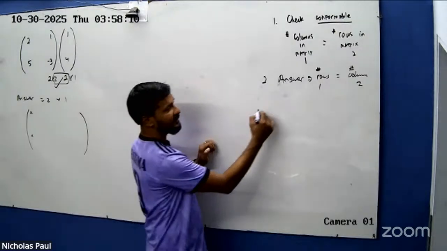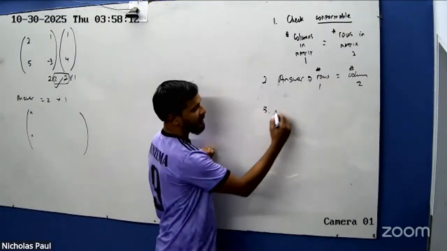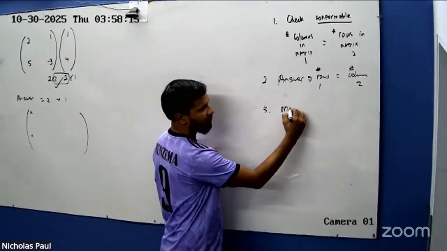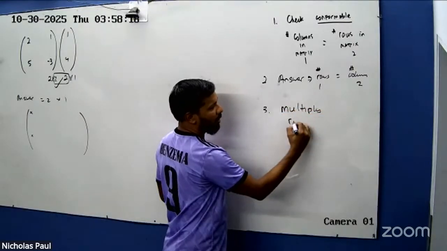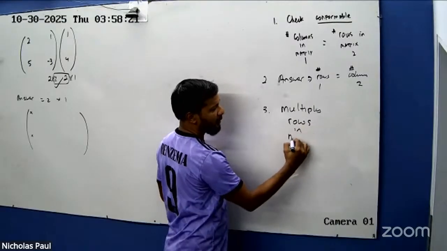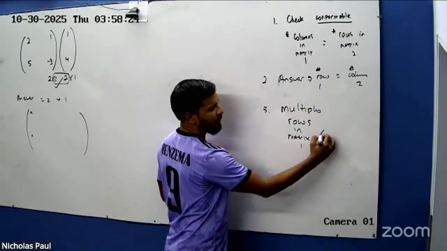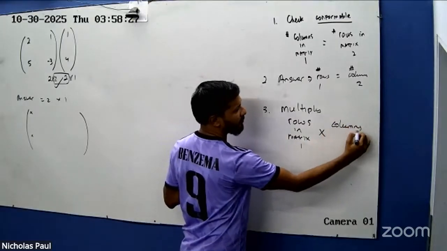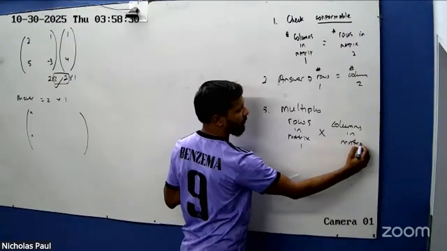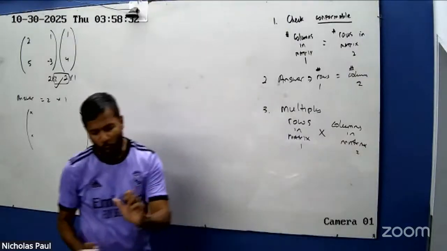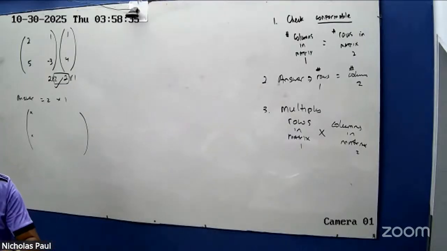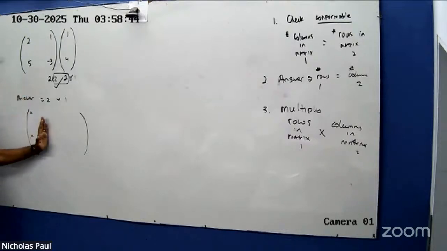The hard part is this: how to multiply. To multiply, we multiply rows in matrix 1 by columns in matrix 2. So we always multiply rows by columns. Are you okay with that? That's the golden rule: multiply rows by columns. I know somebody wants to write this down, and then we're going to do the rows by columns together.